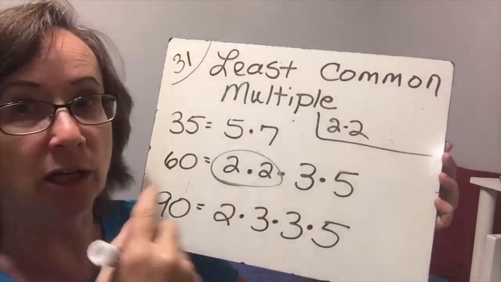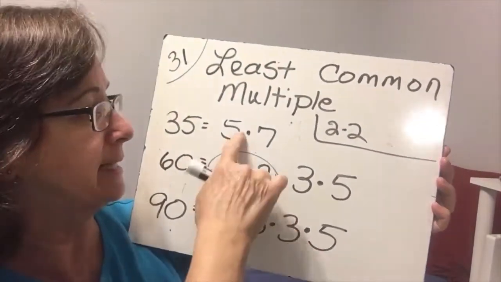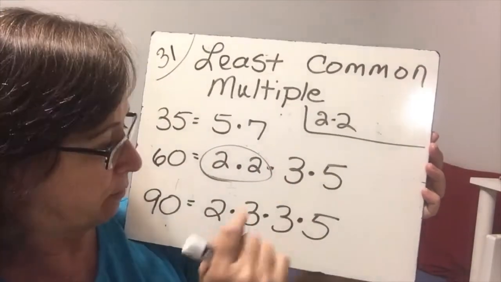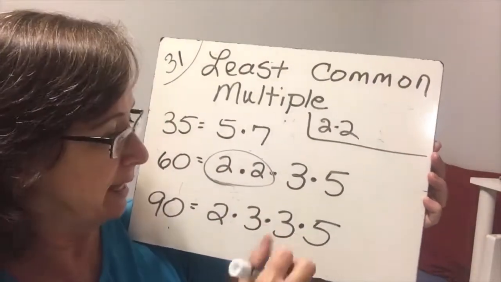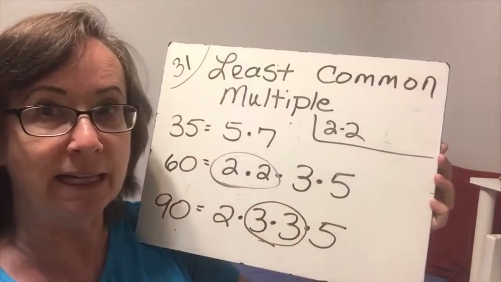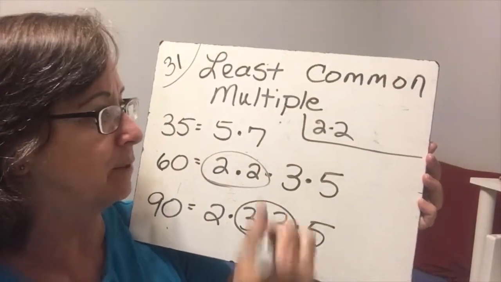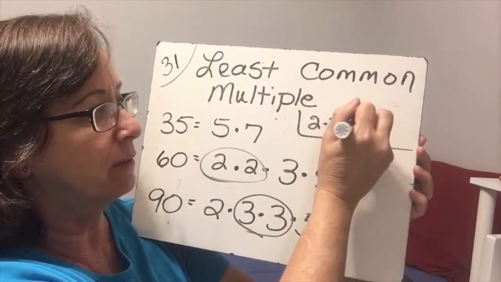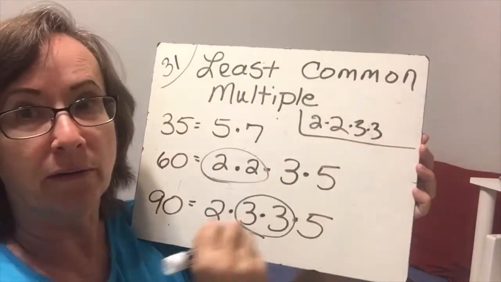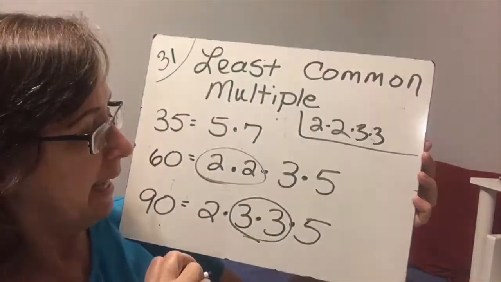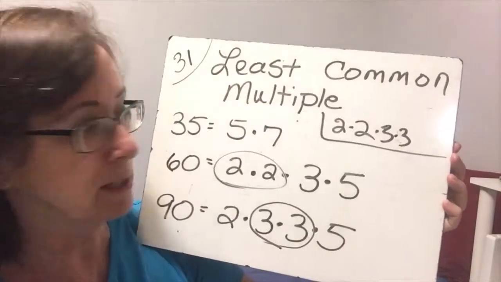And then I'm going to look at 3s because that's what's next. This has no 3s. This has 1 3. This one has 2 3s. This is the largest number of 3s found in any one of my numbers. So I'm going to write down 3 times 3, or 3 squared. We don't have 4s because 4 is not a prime number.